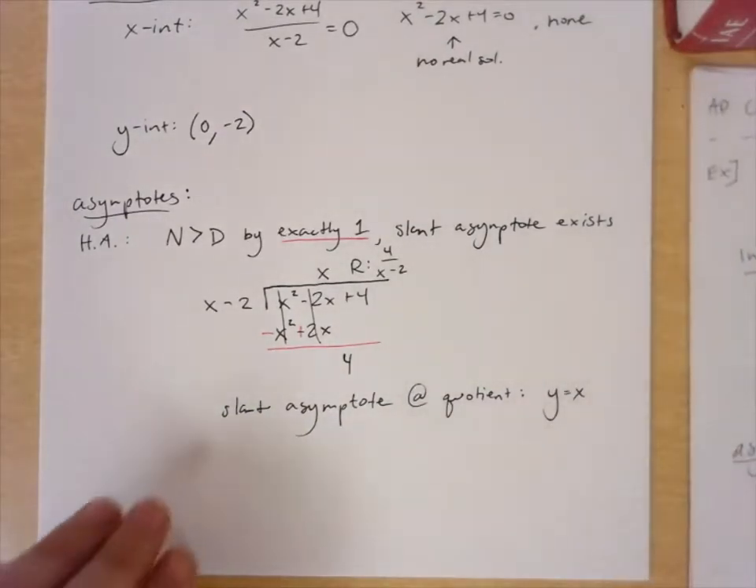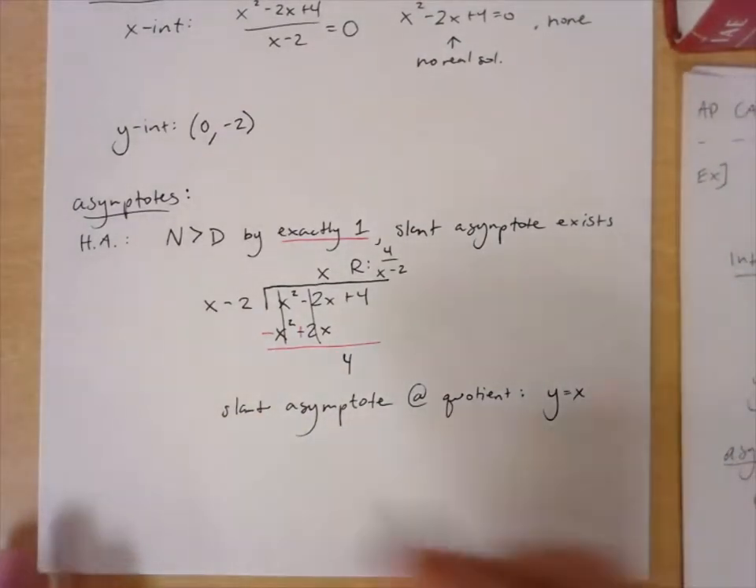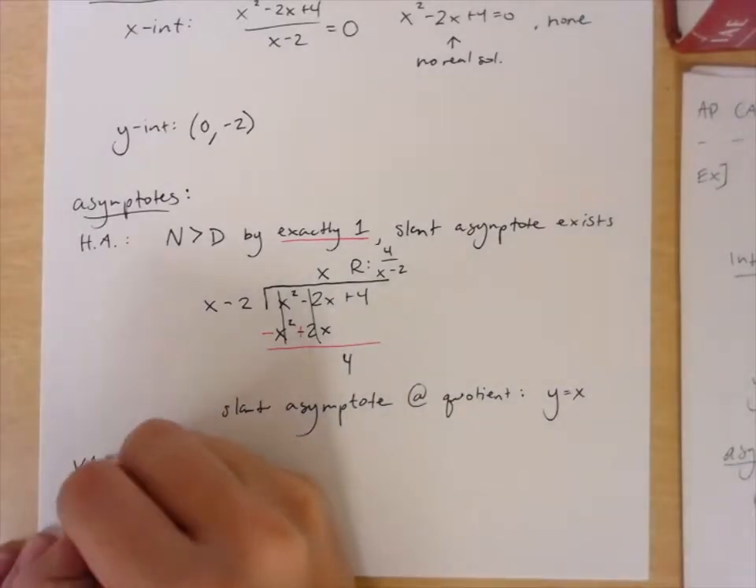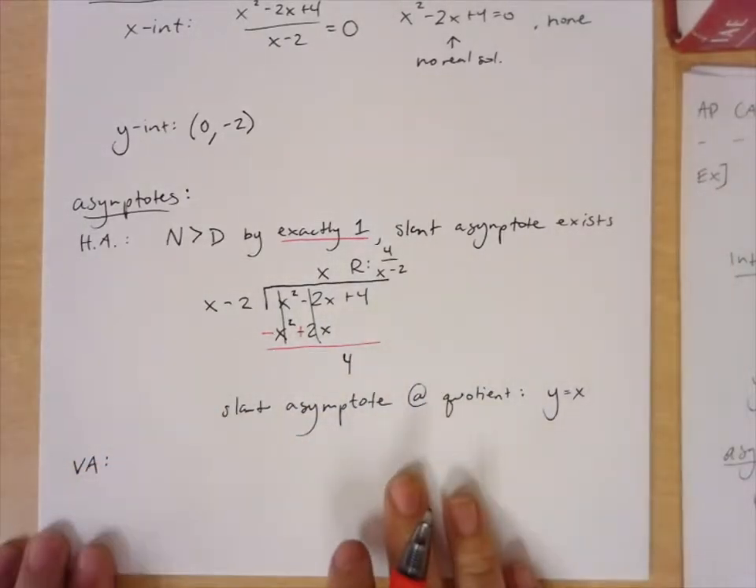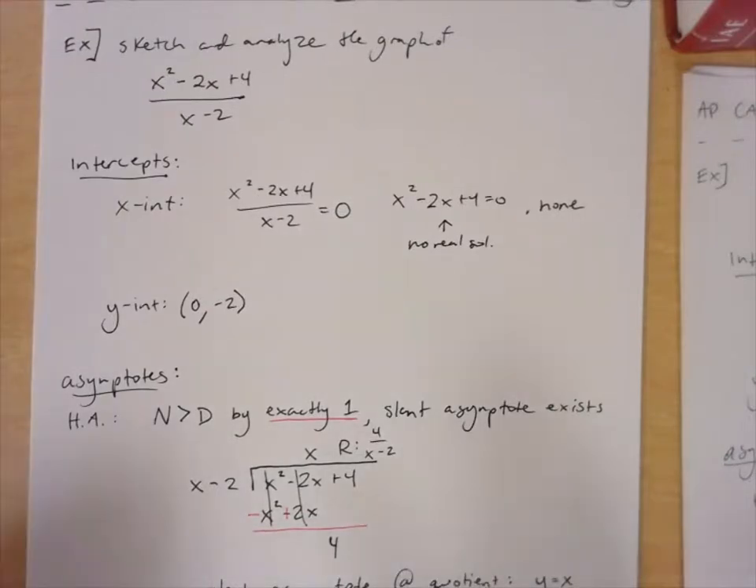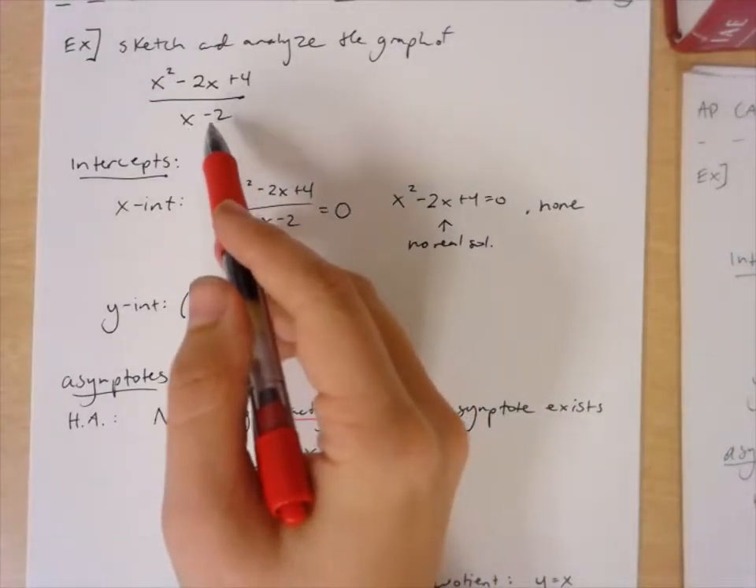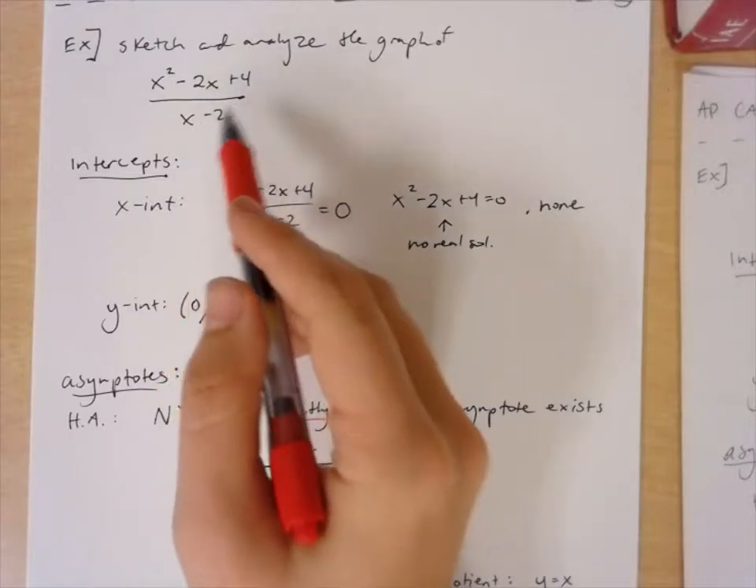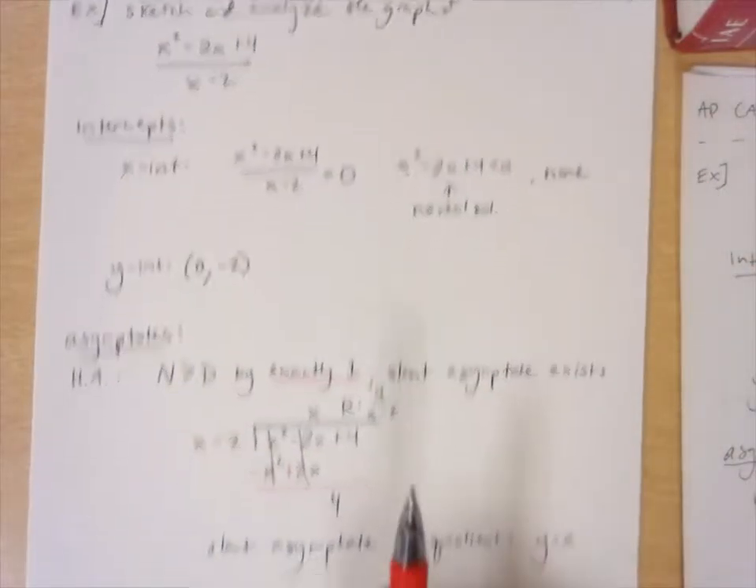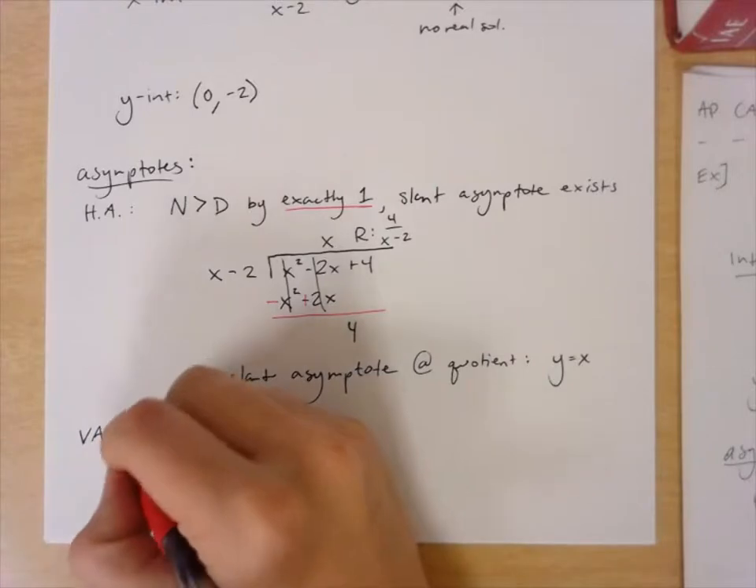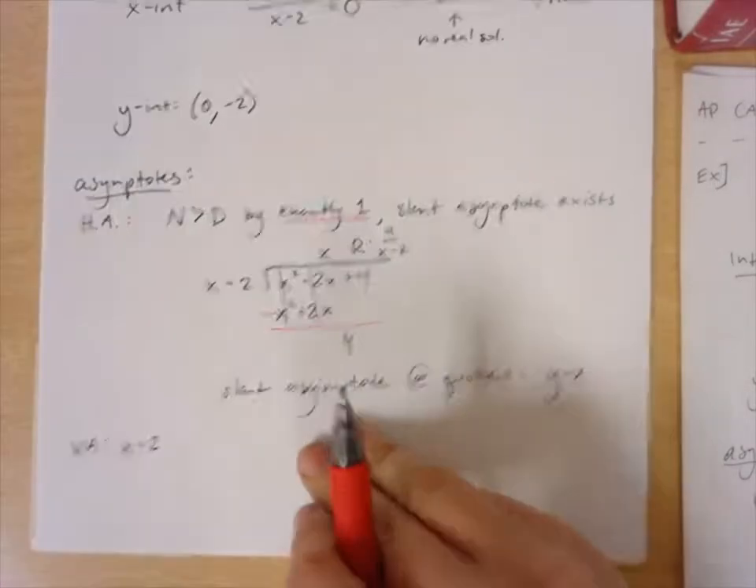Okay, that's horizontal. Now let's talk about vertical, because this can be done really quickly. Take a look at the bottom of that function, guys. What can x be on the bottom to make it 0? Well, that's pretty easy. 2. 2 minus 2 is 0. So our vertical asymptote is going to happen when x equals 2. All right, moving on.